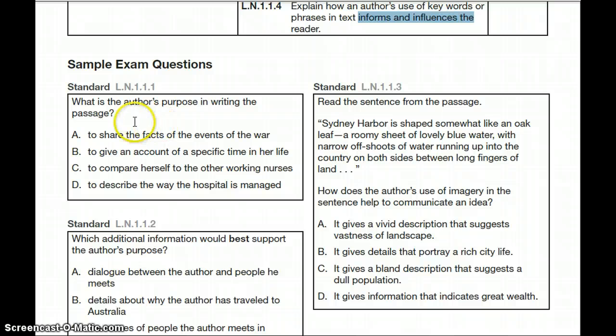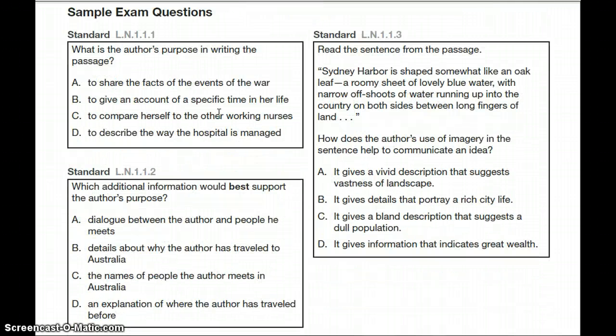One sample question might say, what is the author's purpose for writing the passage? Very straightforward. Why did the author write what they did? To share facts, to give an account on a specific time, to compare herself to other working nurses, to describe the way the hospital is managed. So you'll see that these reasons are all supporting a nonfiction passage. So just like in fiction, an author writes for a certain reason. Are they informing you? Are they persuading you? Why are they writing it?